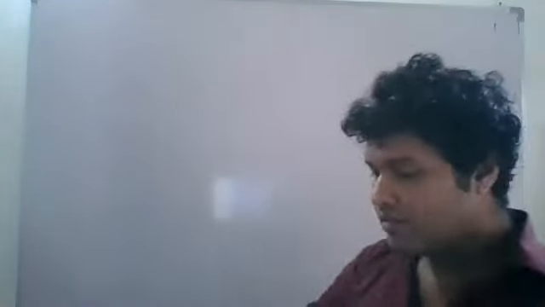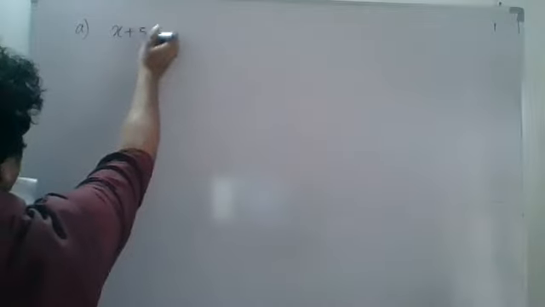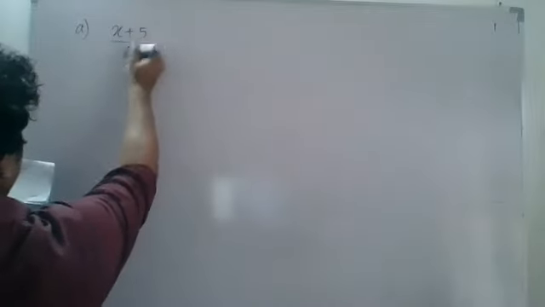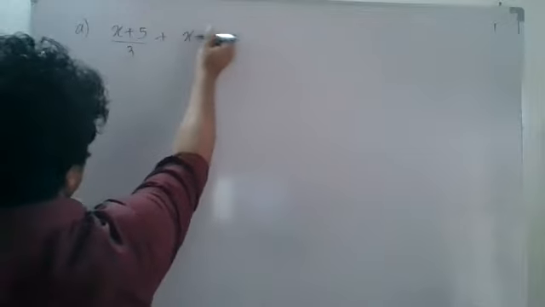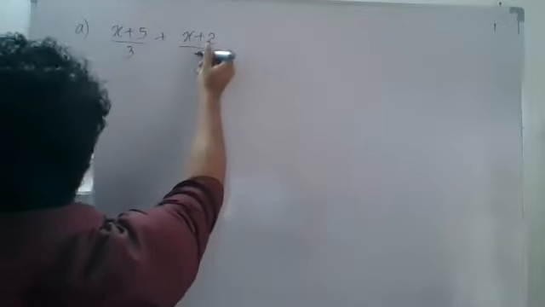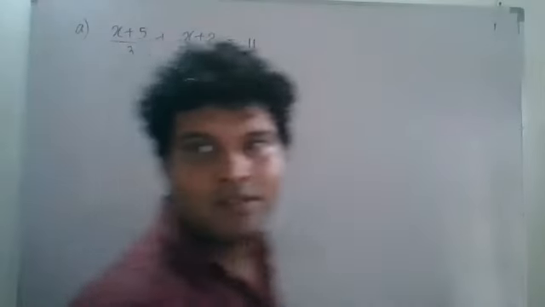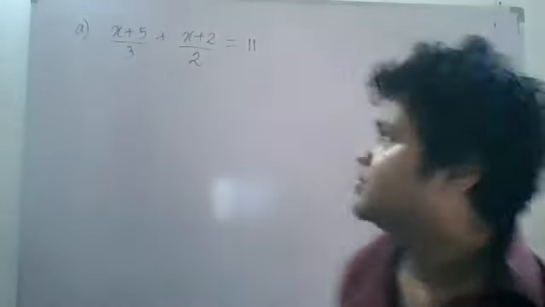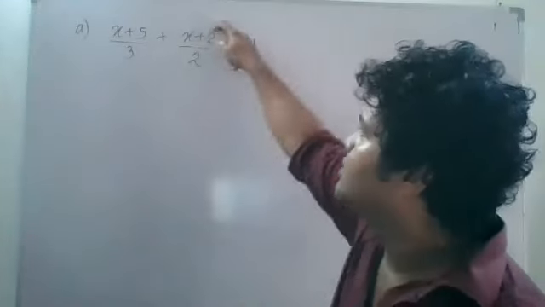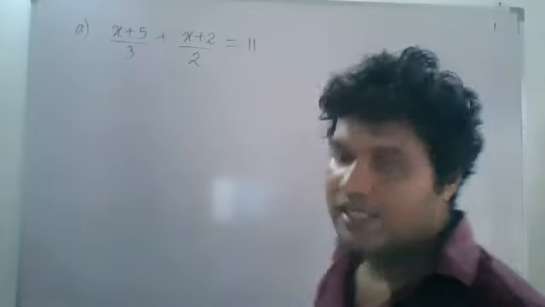Okay, Lamai. We will start from question number 3. Right. Question number 3. There's an equation: (x + 5)/3 + (x + 2)/2 = 11. Right? (x + 5)/3 + (x + 2)/2 = 11.